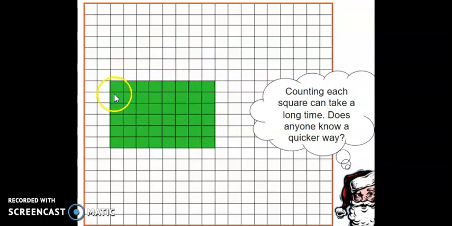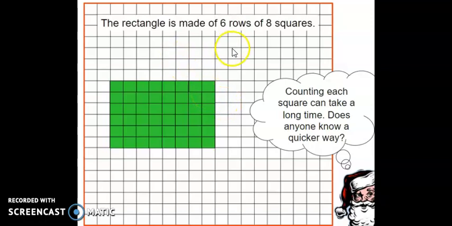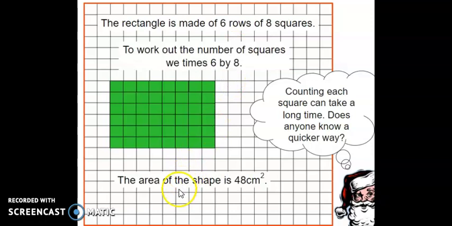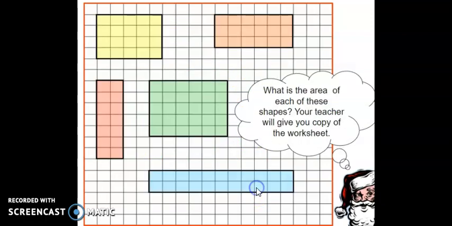And what about the columns? How many columns are there? 1, 2, 3, 4, 5, 6, 7, 8. It means 6 rows and 8 columns. So it will be 6 multiplied by 8, which is 48. 6 times 8 is 48.